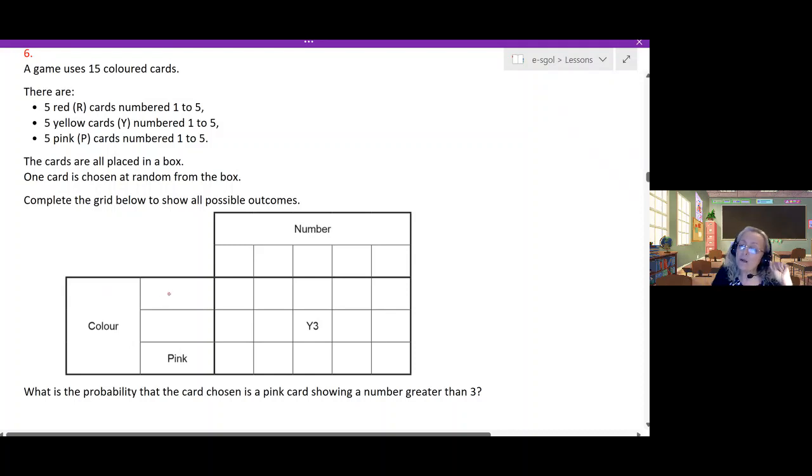We're going to have red and yellow as options, and then the numbers were 1 to 5. So it's 1, 2, 3, 4 and 5. Now we're going to fill in this grid. It shows us up here just to use the first letter. So we'd have a red 1, red 2, red 3, red 4 and red 5, yellow 1, yellow 2, yellow 3, yellow 4, yellow 5, and then we'd have pink 1, pink 2, pink 3, pink 4 and pink 5.